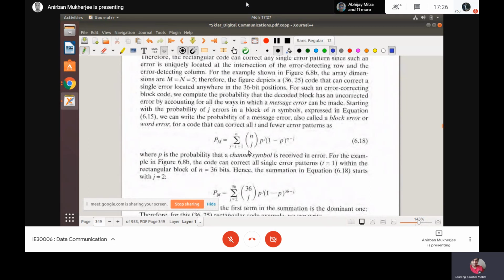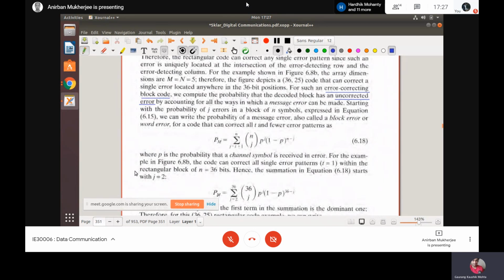Now what is the probability of such an error? This is an error correcting block code. But still, we compute the probability of decoding for an uncorrected error by accounting all the ways. The probability of uncorrected error I have to calculate.